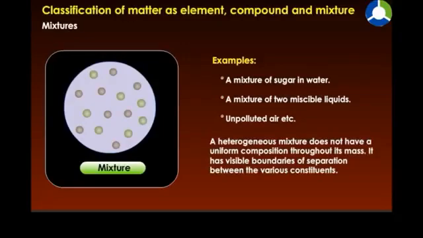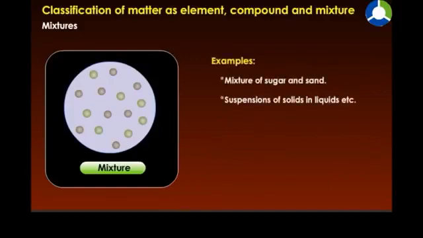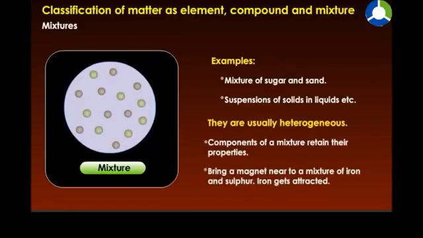A heterogeneous mixture does not have a uniform composition throughout its mass. It has visible boundaries of separation between the various constituents. Examples: mixture of sugar and sand, suspensions of solids in liquids, etc. They are usually heterogeneous. Components of a mixture retain their properties. Bring a magnet near to a mixture of iron and sulfur. Iron gets attracted.